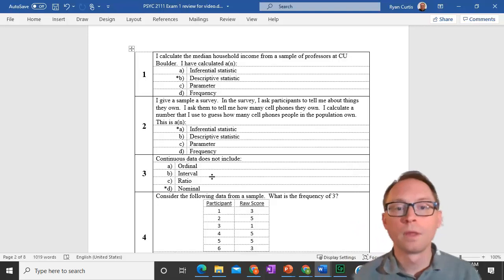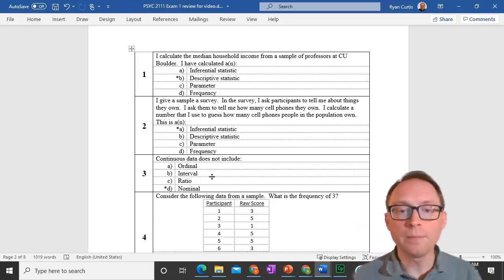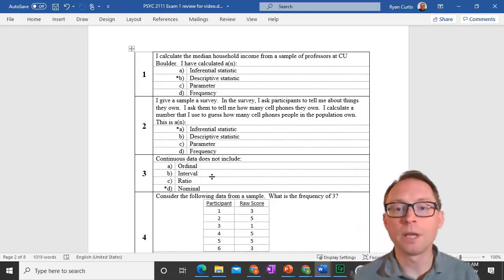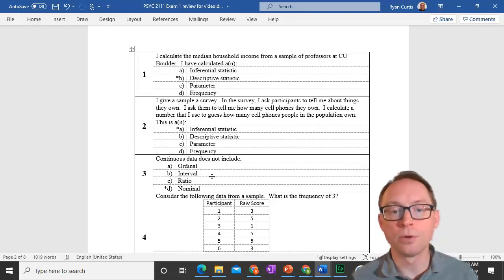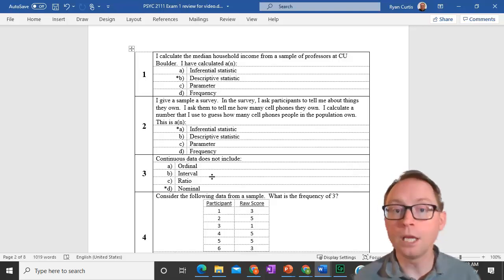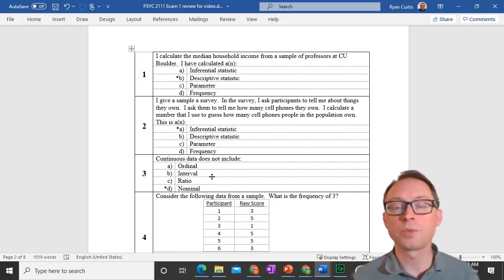Question 2. I give a sample a survey. In the survey, I ask participants to tell me about things they own. I ask them to tell me how many cell phones they own. I calculate a number and I use that to guess how many cell phones everyone in the population owns. This is an inferential statistic because we infer information from the sample to the population.